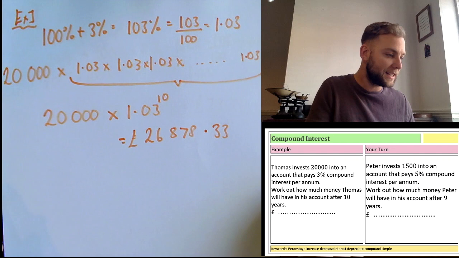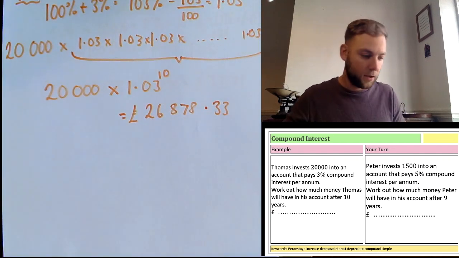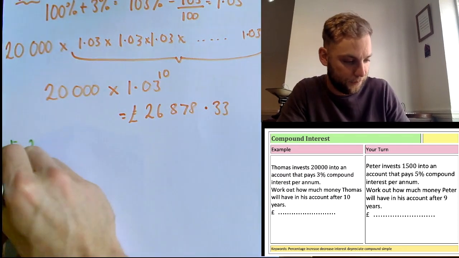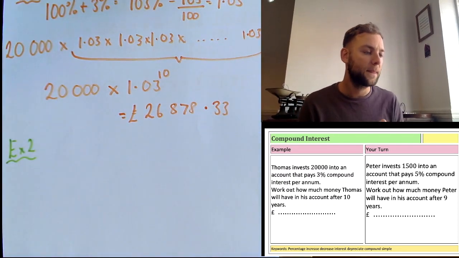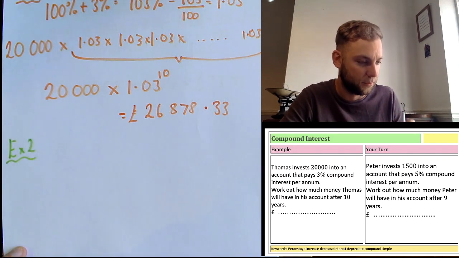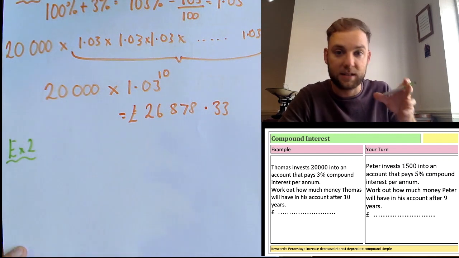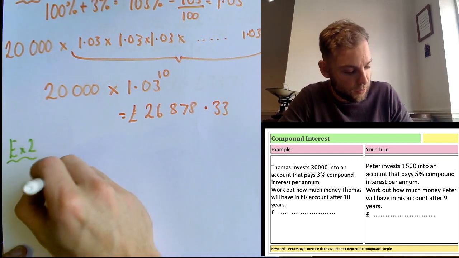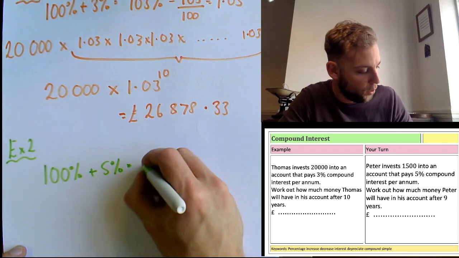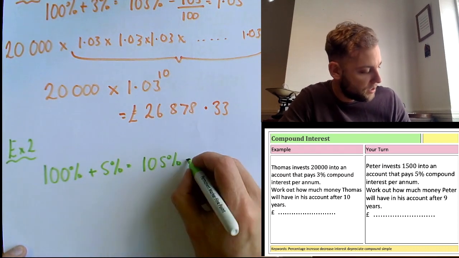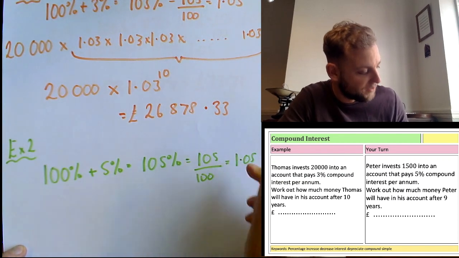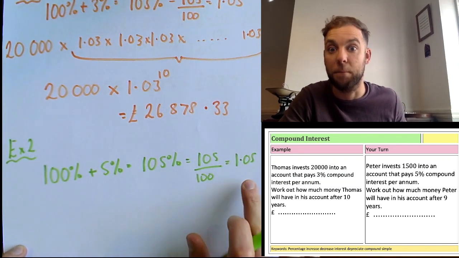All right, super. So let's have a look now at example 2. Peter invests £1,500 into an account that pays 5% compound interest per annum. So compound interest per annum means it's going to be an increase of 5% every single year. So it's going to be 100% plus the 5%, which is equal to 105%, which is equal to 105 over 100, which is equal to 1.05. So that's my multiplier.